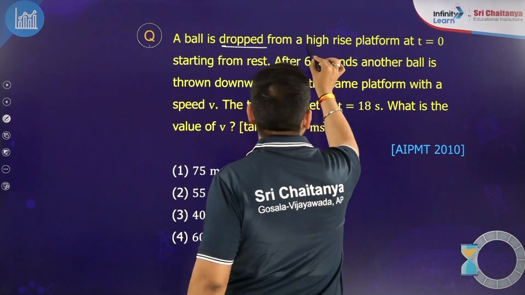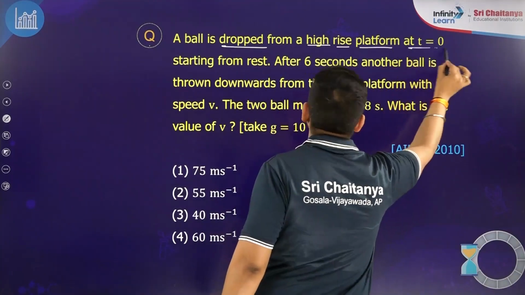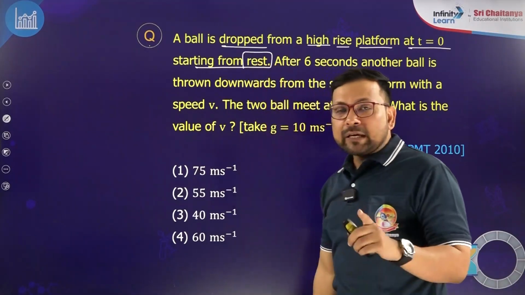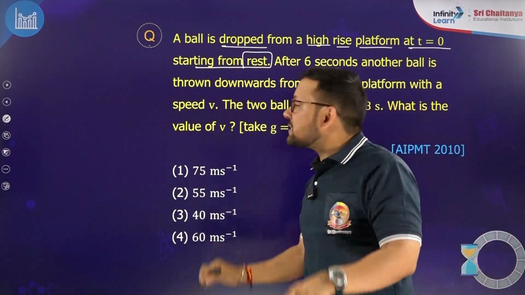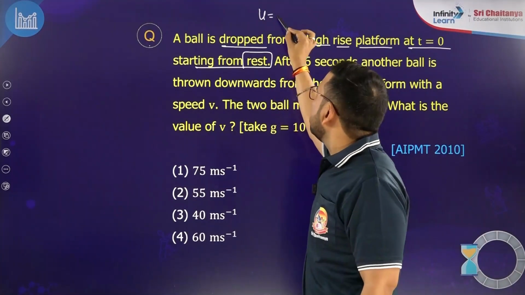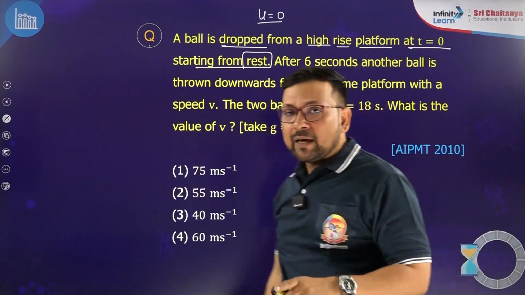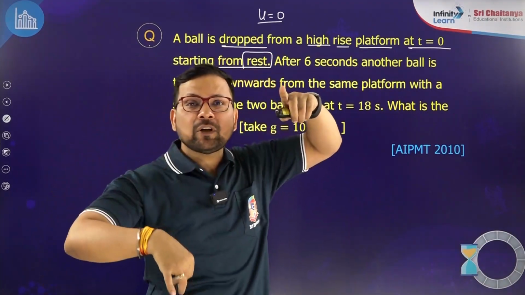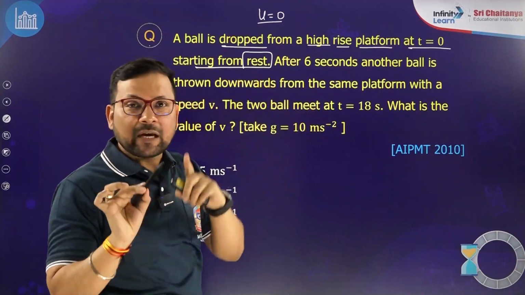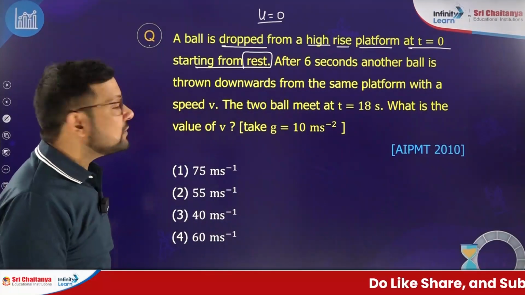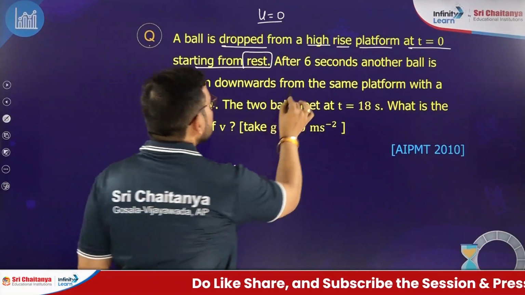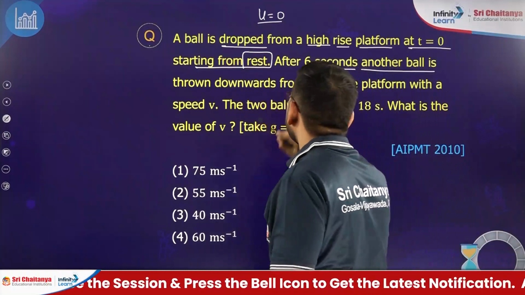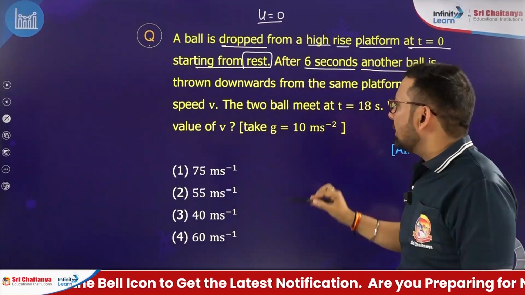It is dropped from a high rise platform at t equal to 0, starting from rest. That has to be given because platform is at rest. Starting from rest means initial velocity of drop is 0. If the same question says that the platform is rising up with some velocity, then dropping initial velocity will also be upward. So that is the key thing in every drop question we should take care of. After 6 seconds, another ball is thrown downward.